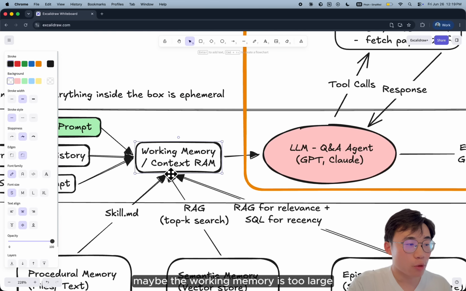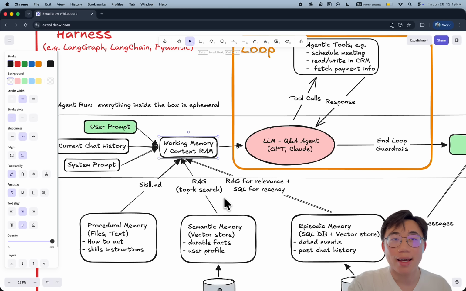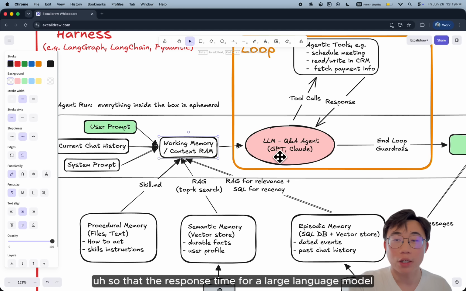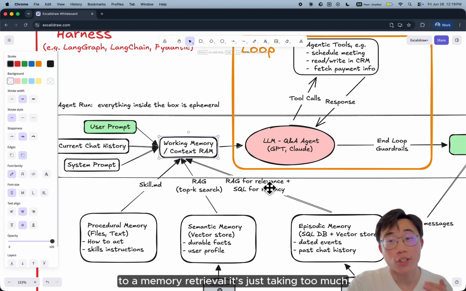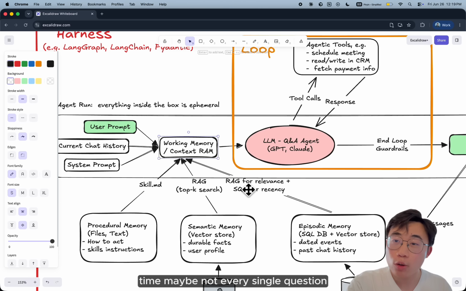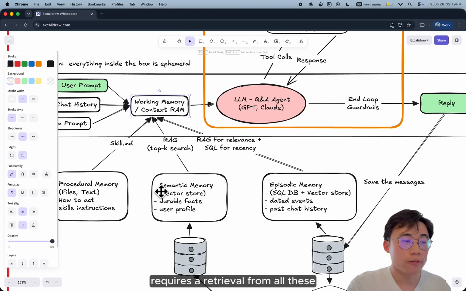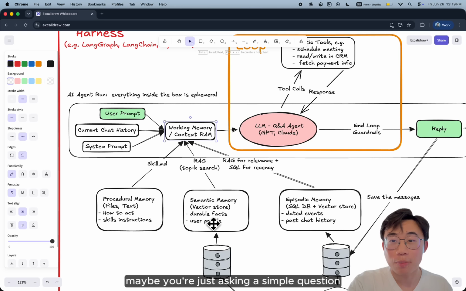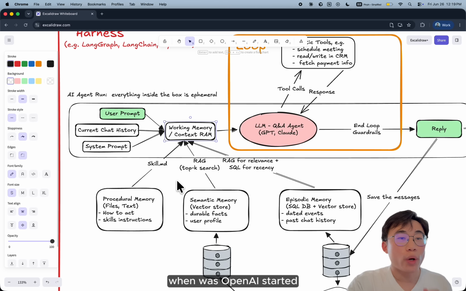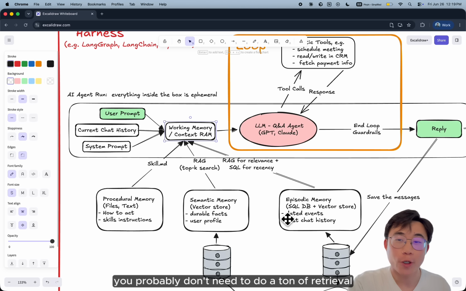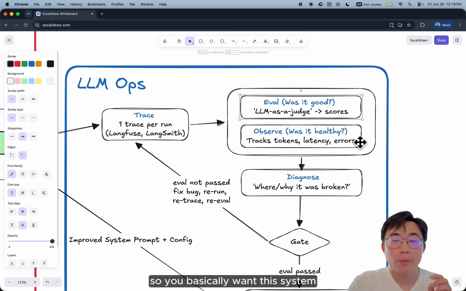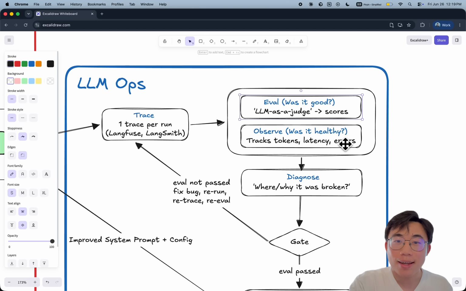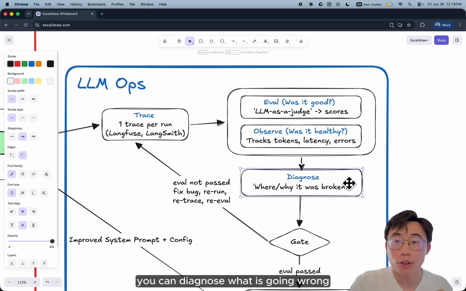Maybe the working memory is too large, so the response time for a large language model to a memory retrieval is just taking too much time. Maybe not every single question requires a retrieval from all these gigantic memory systems. Maybe you're just asking a simple question, like when was my birthday, or when was OpenAI started? For this kind of information, you probably don't need to do a ton of retrieval. The model itself already knows. So you basically want this system to provide a dashboard for you to understand the metrics. And then with these metrics, you can diagnose what is going wrong.